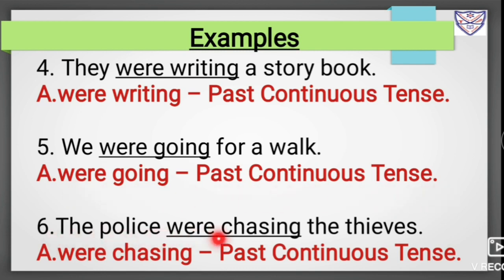Sixth one, the police were chasing the thieves. Now over here the police, which is in the form of plural, is also a subject. Now this subject is in plural form, therefore this helping verb, which is were, will also be in plural form. After this helping verb we are having verb plus ing, that is chase plus ing will become chasing. Therefore we can say were chasing is in past continuous tense, as this verb were chasing shows an action that was going on or continuous somewhere in the past time.